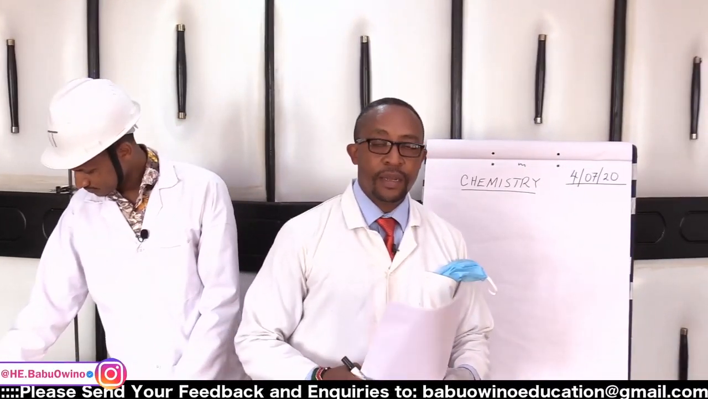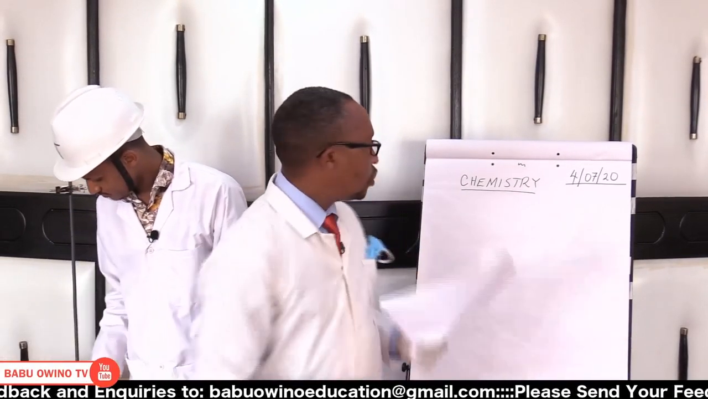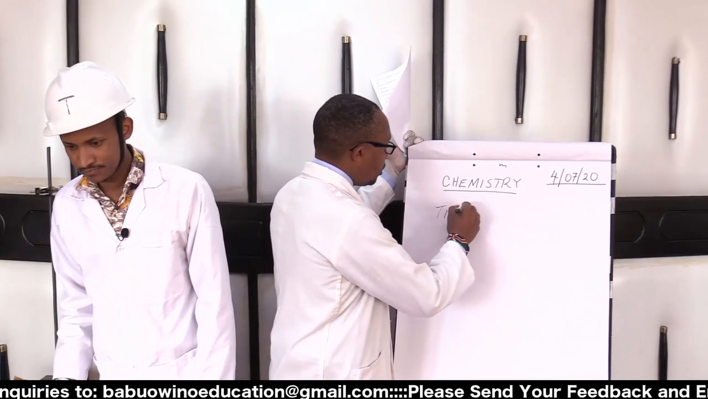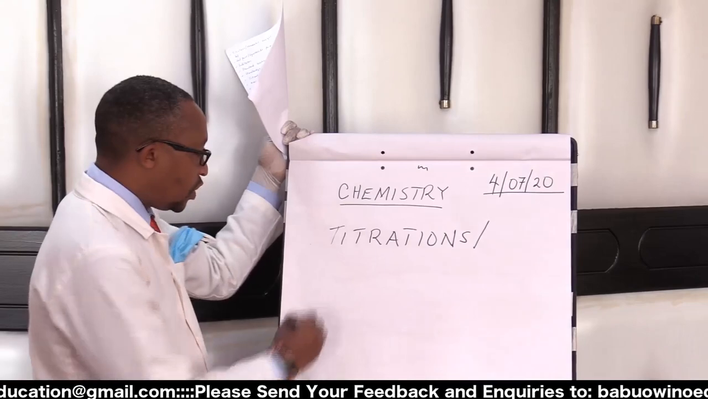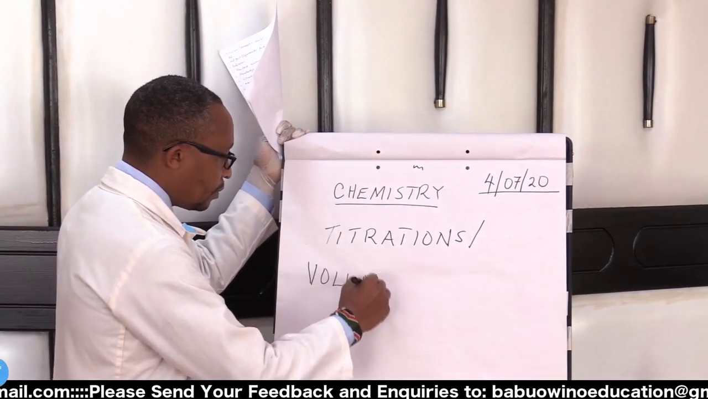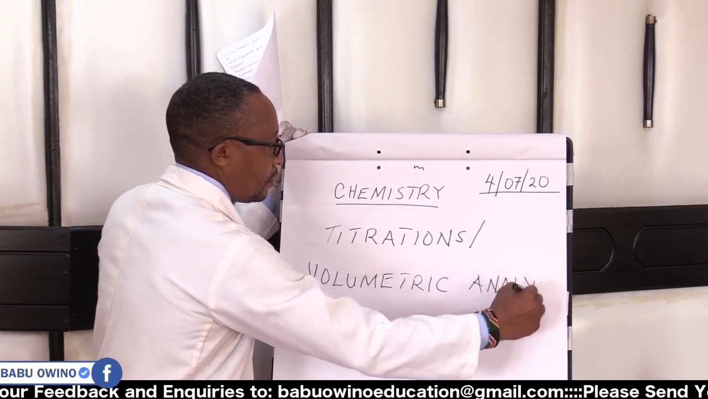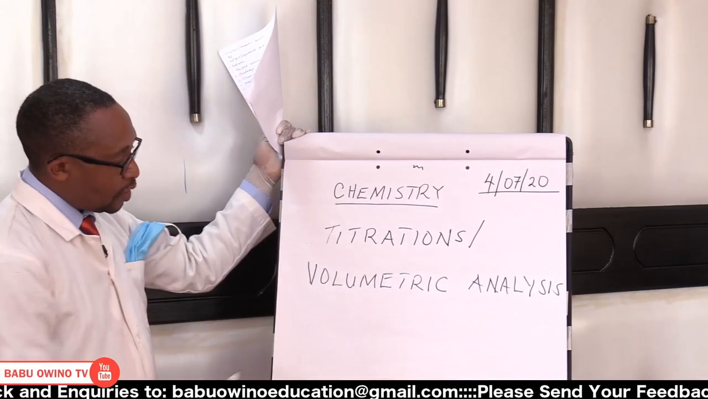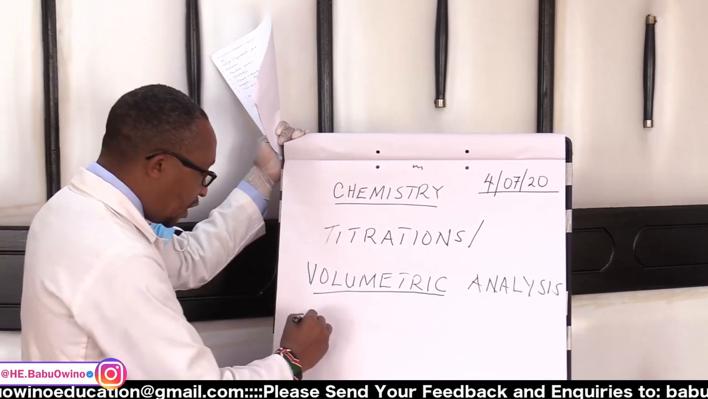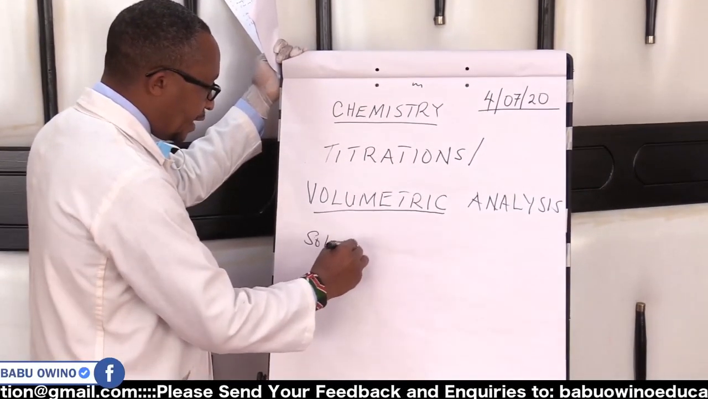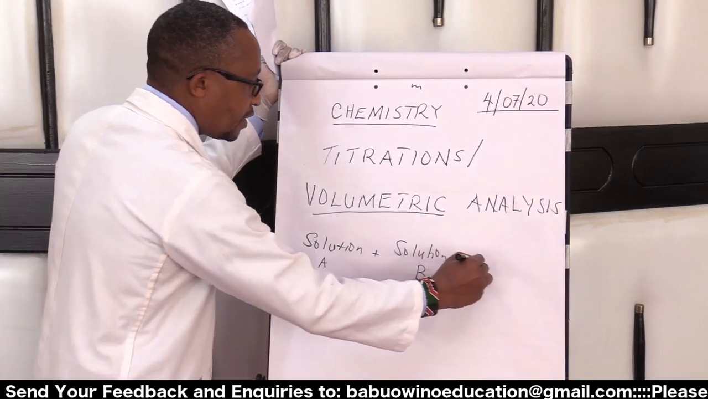As Mheshimiwa has said, it is part of the analysis in chemistry. So today, it is a continuation of titrations, which we refer to as volumetric analysis. The reason why we are calling it volumetric is because we are dealing with the volumes. We take a solution A, we combine it with a solution B to give us the products.